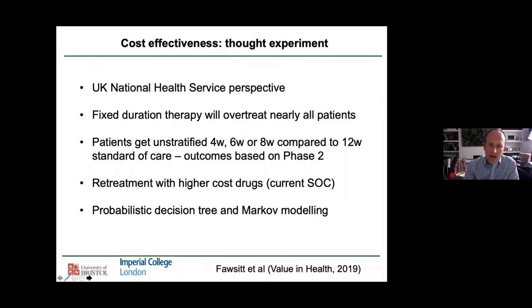In the UK, we did a study which was really a thought experiment, recognizing that most licensed durations of therapies will overtreat the great majority of patients compared to what they need. And so we asked the question, which if we gave 4 weeks or 6 weeks or 8 weeks of what should be a 12-week course of treatment and then retreated anyone who failed, what would be the most cost-effective strategy that we could deploy?